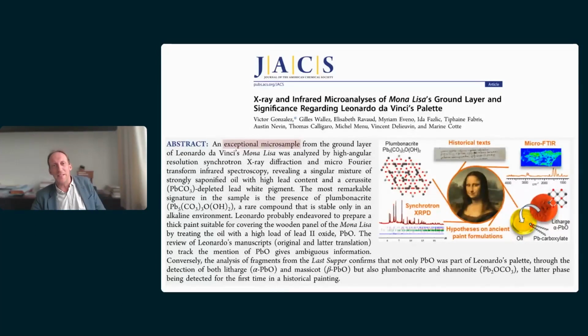If we look at the abstract of this particular paper, the first words already deal with microsampling. It reads, an exceptional microsample from the ground layer of Leonardo da Vinci's Mona Lisa was analyzed by high angular and so on and so on. So we are dealing with microsampling here in this scenario.